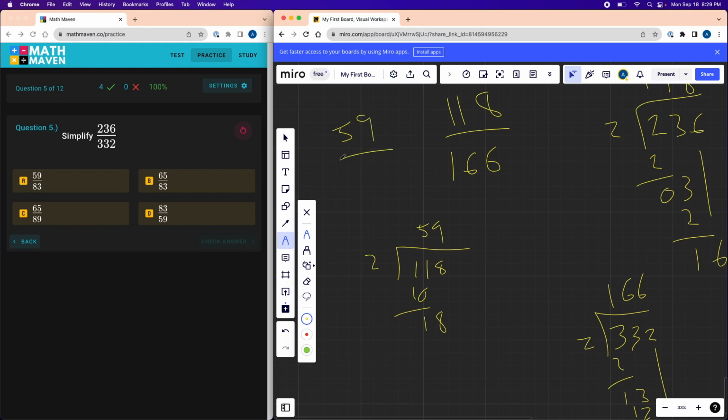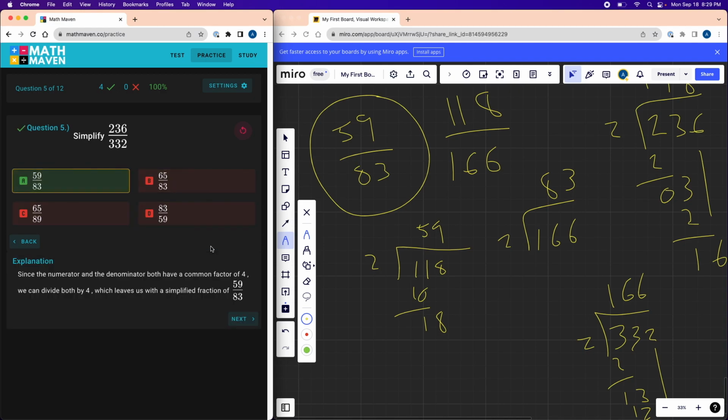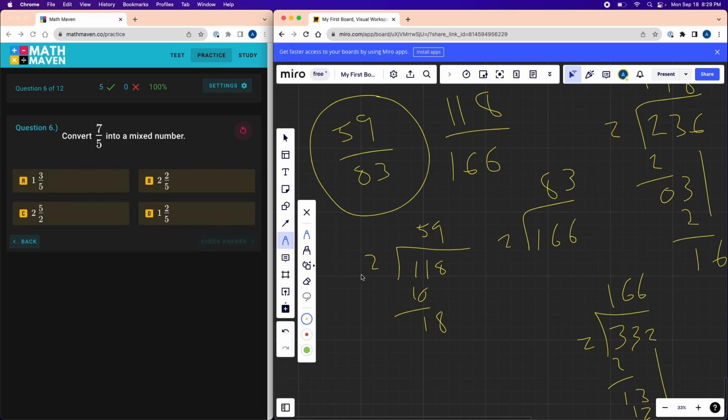And then on the bottom, we need to do 166 over 2. That's just going to be 83. I can do that one in my head. So now 59 over 83. That looks like it's going to be the final answer, and that happens to be option A. So we will check that one, and it is the correct answer. So that's how we would solve that one. Let's move on to the next one.